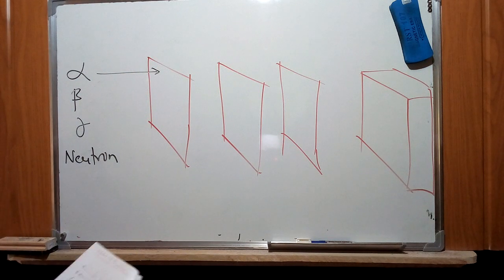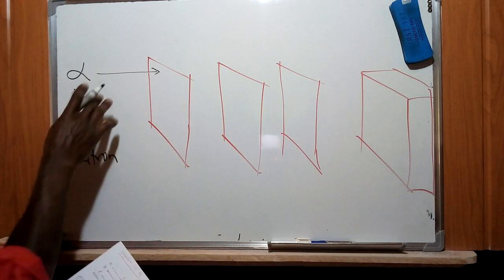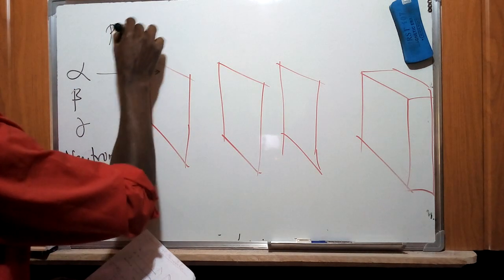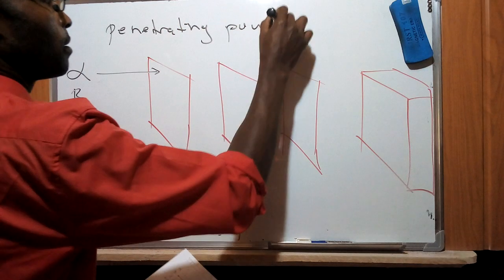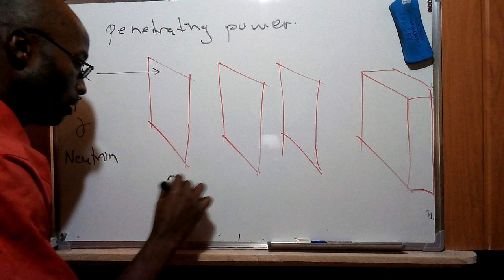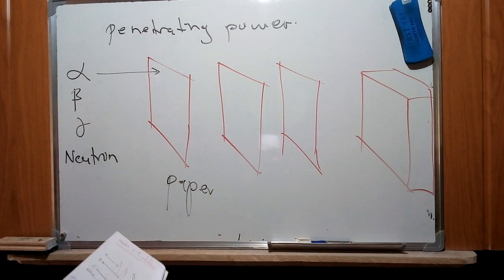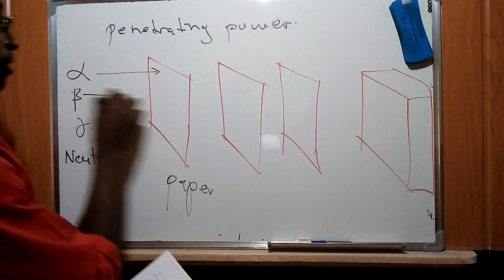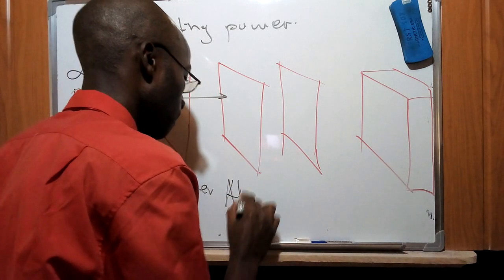So for alpha particles, we say that they have velocities that are ranging. Okay, of course, we're going to see this is just the penetrating power of various radiations that we have talked about. So for alpha particles, they can be stopped by a thin sheet of paper. This is the first one that we have illustrated. Now for beta particles, they can be stopped by a sheet of aluminium.